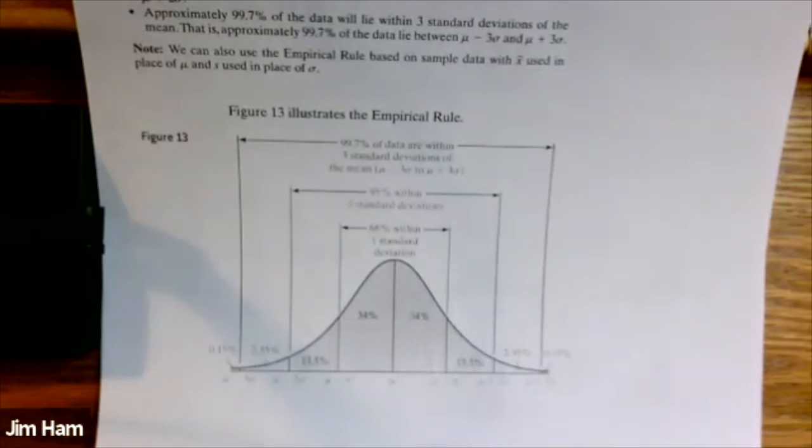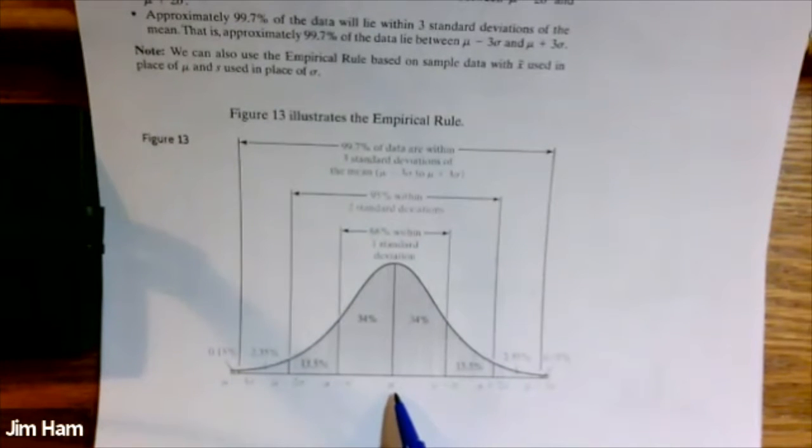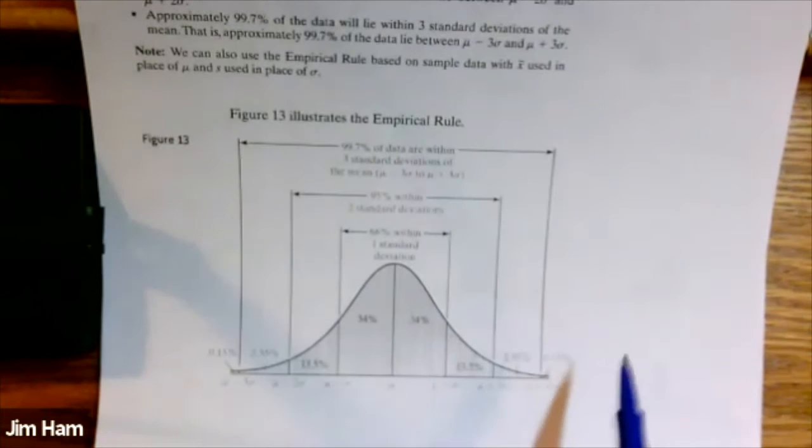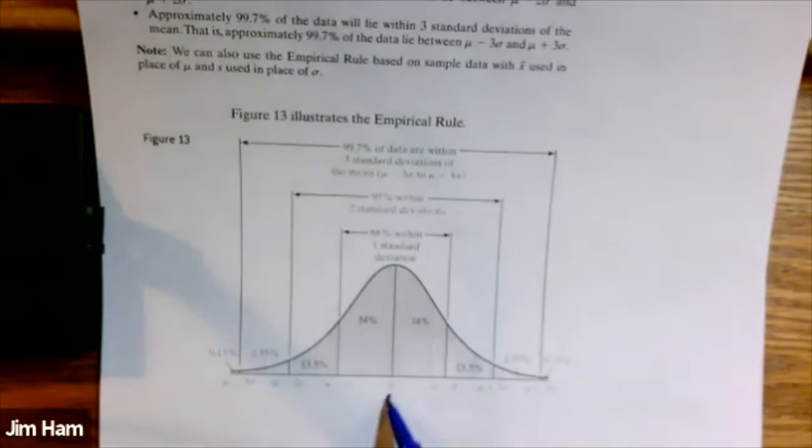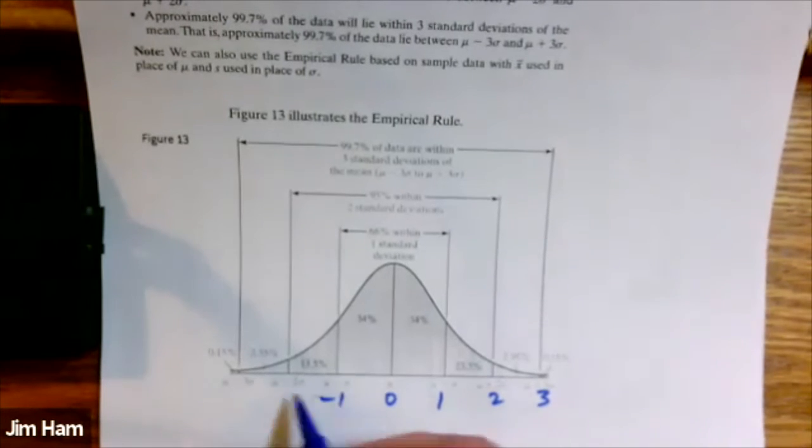You can see they've done it just slightly different than me, and they've used mu and mu plus sigma, mu plus 2 sigma, mu plus 3 sigma. But basically it's add 1, add 2, add 3 standard deviations to the right, subtract 1, subtract 2, and subtract 3 standard deviations to the left.